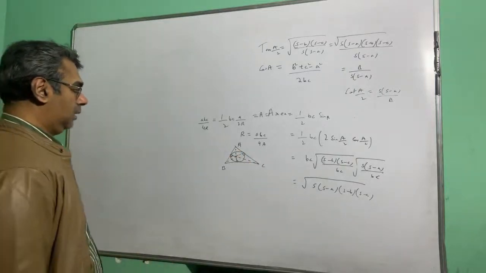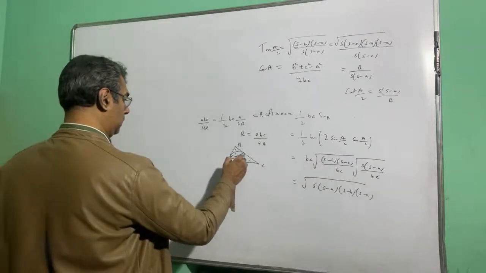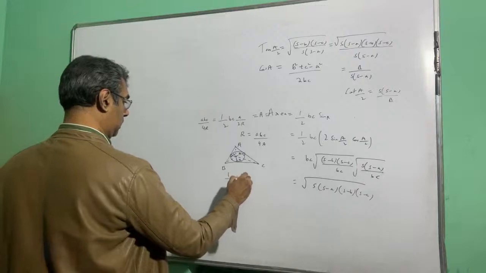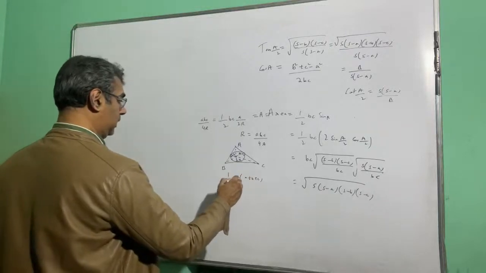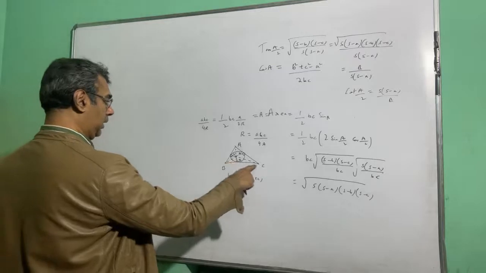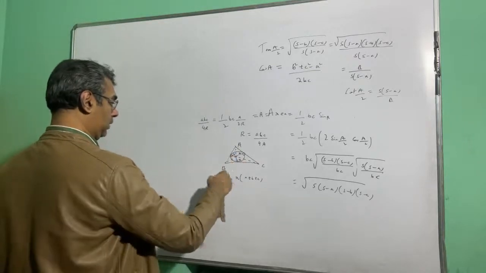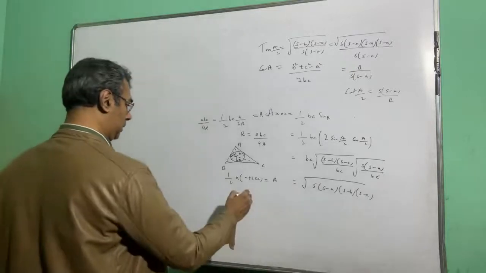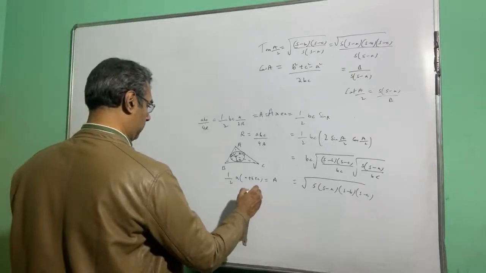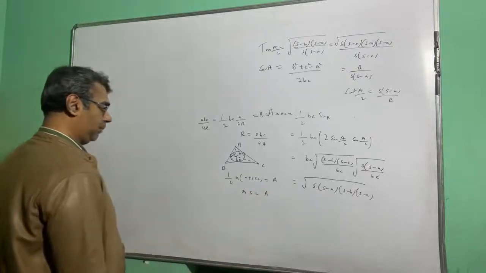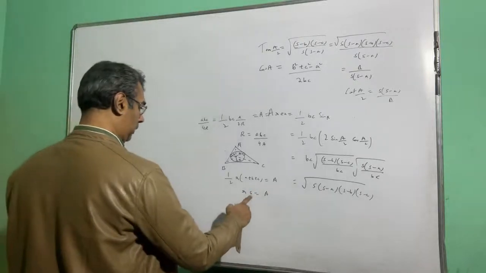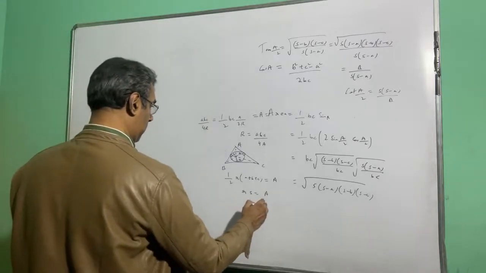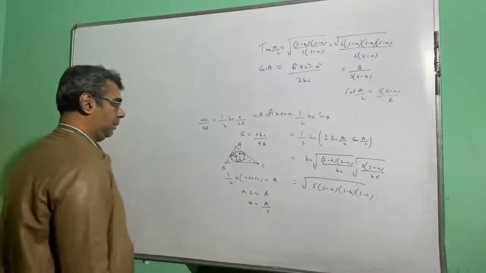Now suppose there is a triangle and I have drawn an incircle. The radius of the incircle is called the inradius. So there are 3 triangles. The first one will be half r into a, the second half r into b, the third half r into c. So the total area will be half r into (a plus b plus c) is equal to the area. But (a plus b plus c) by 2 is the semi-perimeter. So r into semi-perimeter is equal to the area. So r will be area divided by semi-perimeter.